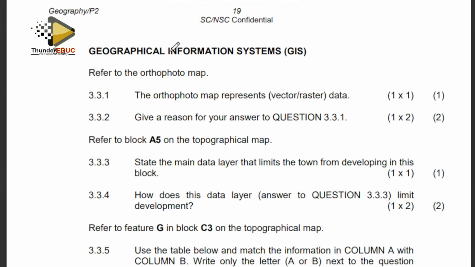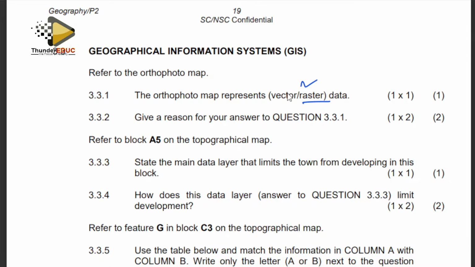Let's go to the GIS. GIS refers to the topographic map. The orthophoto. Orthophoto map is represented as what? Remember when I was explaining the previous paper, I told you that an example of raster data is the orthophoto. So the answer here is raster data. Are we together?